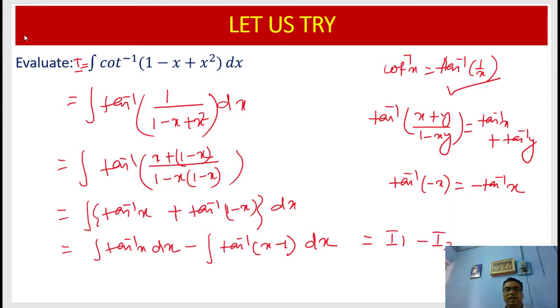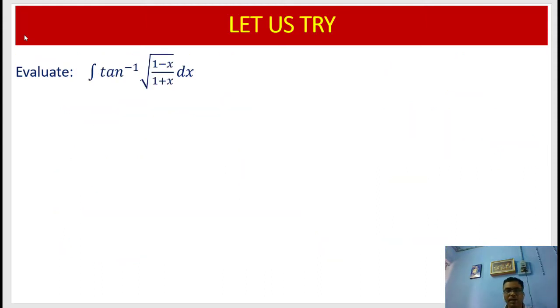You do integrals I1 and I2 using the method we have used to integrate tan inverse x, and get the answer. So your work is to solve this integration and complete it. It is a most important integration, generally comes in the exam. Okay, we are going ahead. A very good integration.